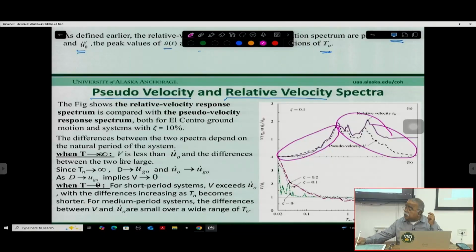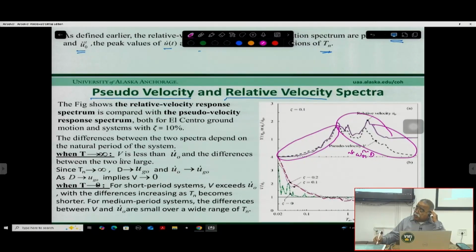So this is basically the relative velocity, and this will be the pseudo velocity. This will be basically omega n square into D. And this will be equal to the maximum value of u double dot t, right? So that's your two different functions.